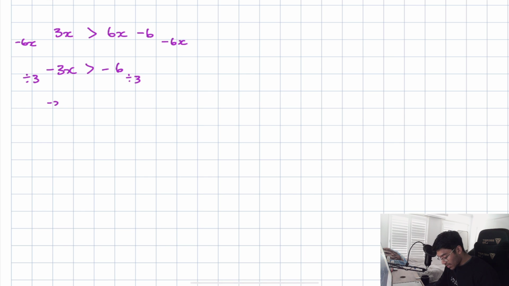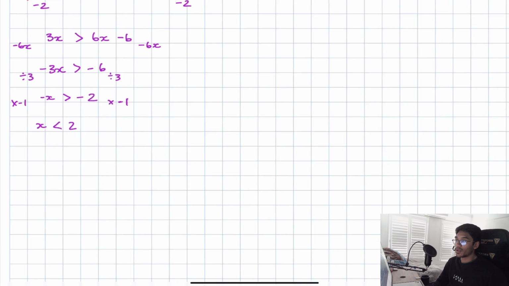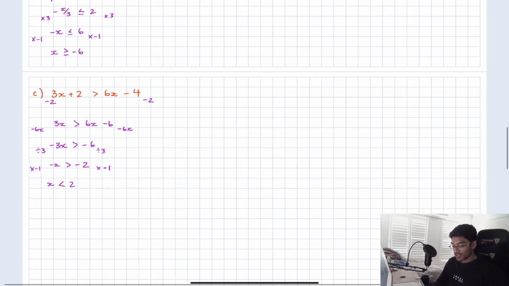I'm left with negative x is greater than negative 2. Because I want a positive x, I times it by a negative 1, because remember, a negative times a negative is a positive. And the most important part, I flip the sign as well. So x is now less than 2. And then you guys can put it in the calculator. That's setting us up for 1E.